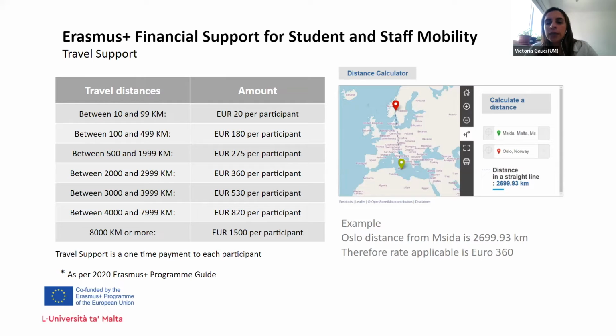So for example, if we see the example on the screen, Oslo to Msida would be in the fourth band, sorry. So the person would be entitled to 360 as travel support for the mobility.